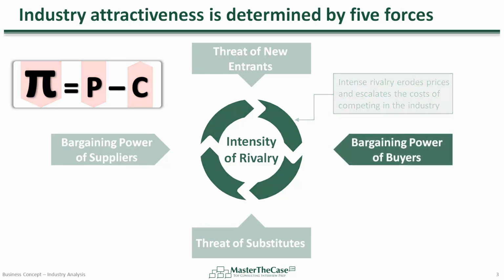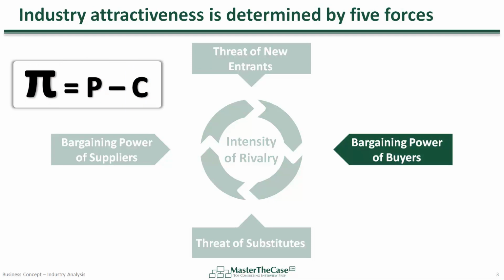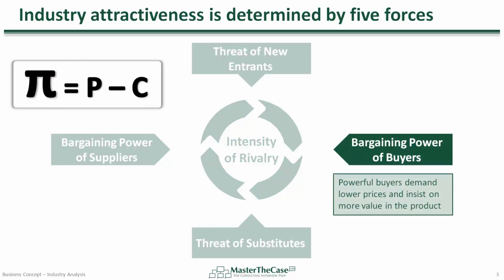Next, let's explore the impact of the bargaining power of buyers. Powerful buyers demand lower prices and insist on more value in the product. So the resulting impact on the industry profit equation is clear. Price decreases, cost increases, thus profit declines.